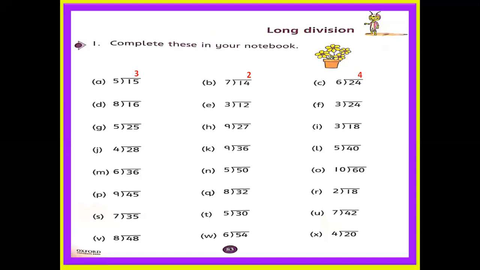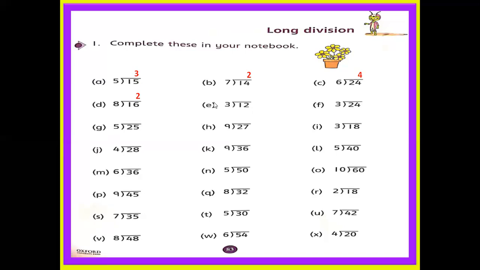D part, 16 divided by 8. So read the table of 8. 8 ones are 8. 8 twos are 16. So write 2 here. Here 16 is the dividend, 8 is the divisor, and 2 is the quotient.